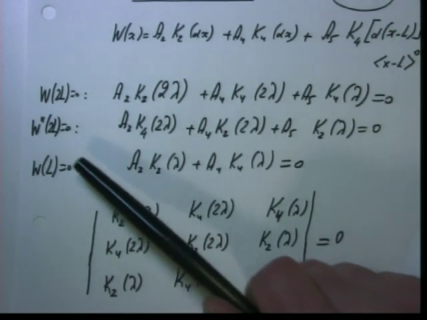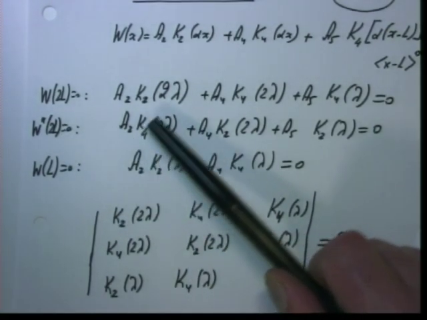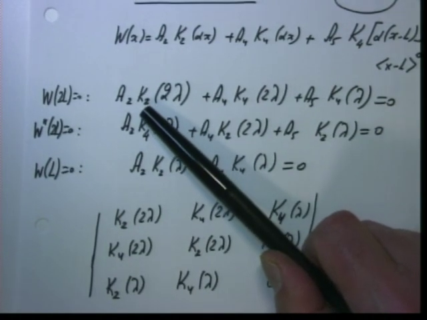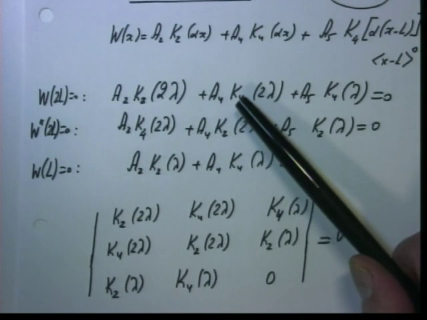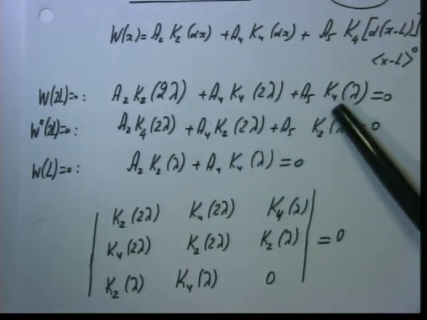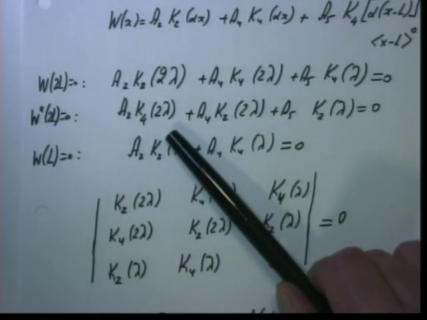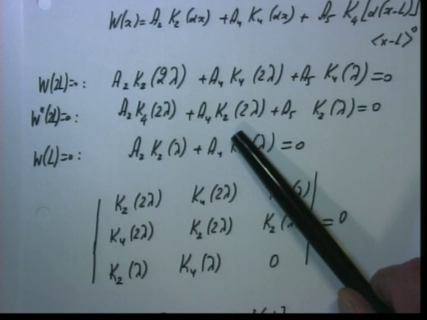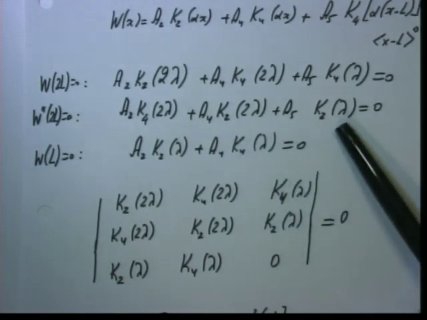Then the second derivative equals 0 at 2L will be A2. Now K2's first derivative is K1, the first derivative of that will be K4. K4's first derivative is K3, then K2, etc. From K4 we get K2. So we get K4 2 lambda, K2 2 lambda, A5 K2 lambda.